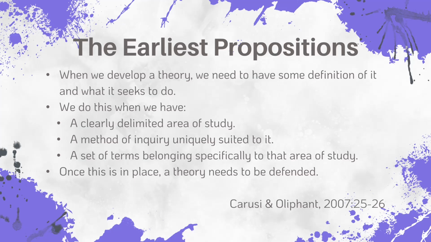Then, of course, we need a set of terms. This will be theoretical terms, concepts, ideas, things that are specifically related to that theory and how it does the specific thing that it is trying to do. See, quite simple. You need: what are you studying? How are you going to study it? And then words that are associated with that study. That is basically it. Once this is in place, though, then a theory essentially needs to be defended.